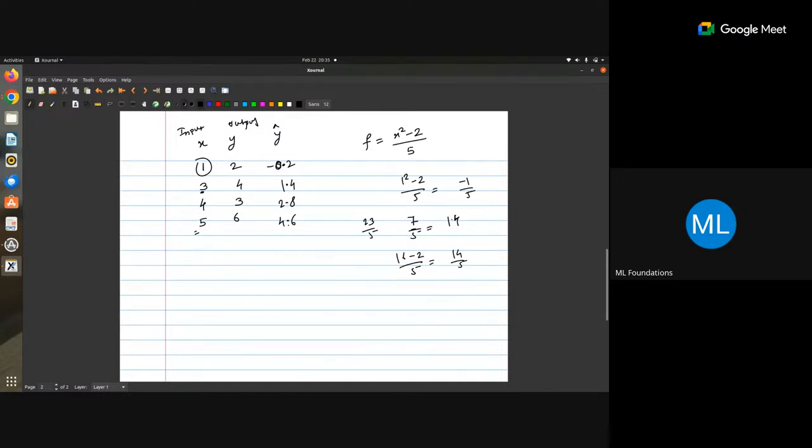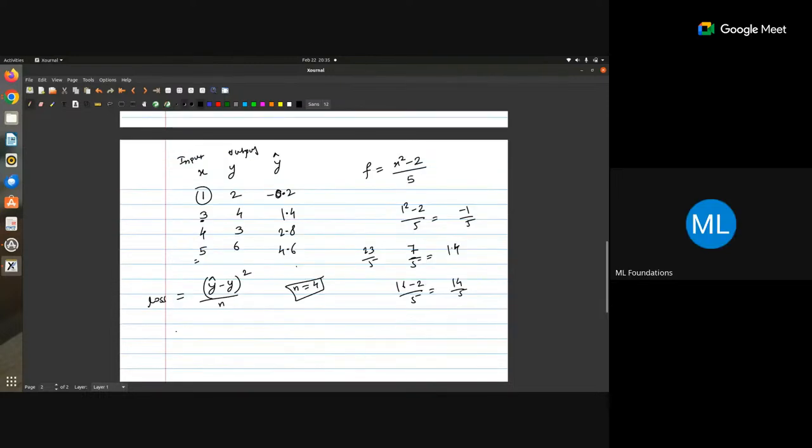This is a regression problem. So what is the loss in case of a regression problem? It is mean squared error. What is mean squared error? It is (y hat minus y) square divided by n, right? Here, what is n? N is 4. And we'll just calculate the loss.